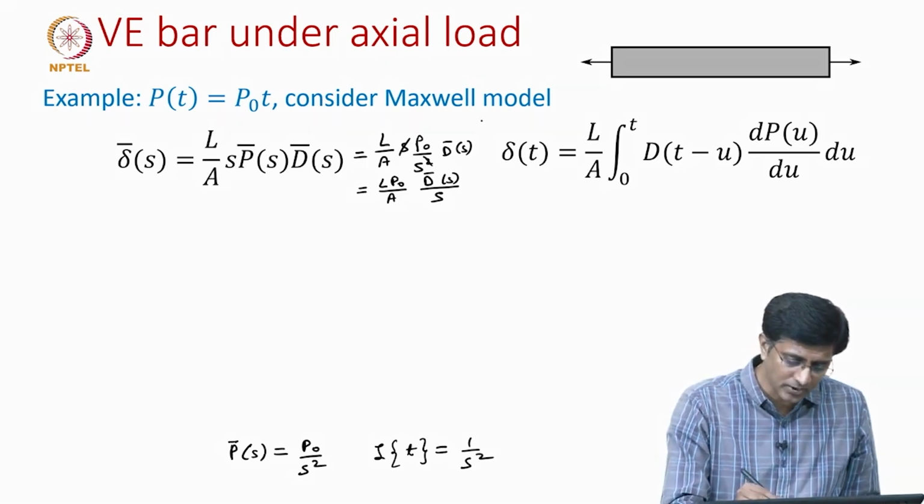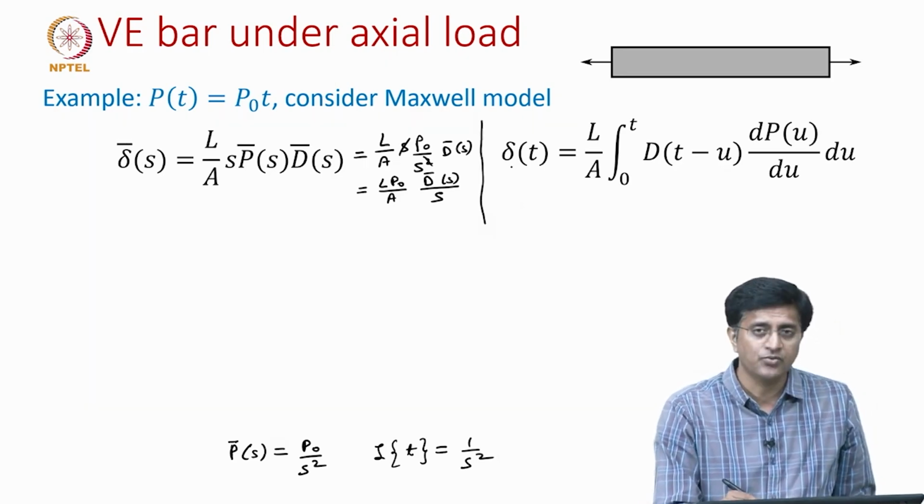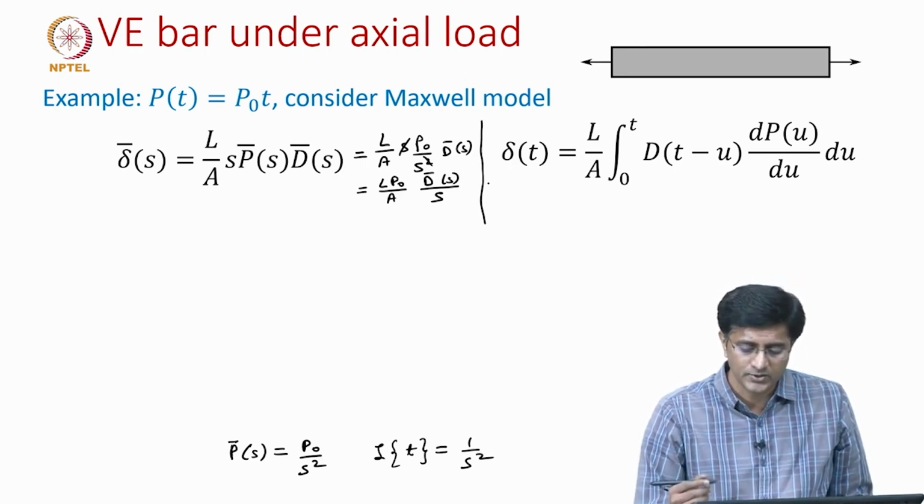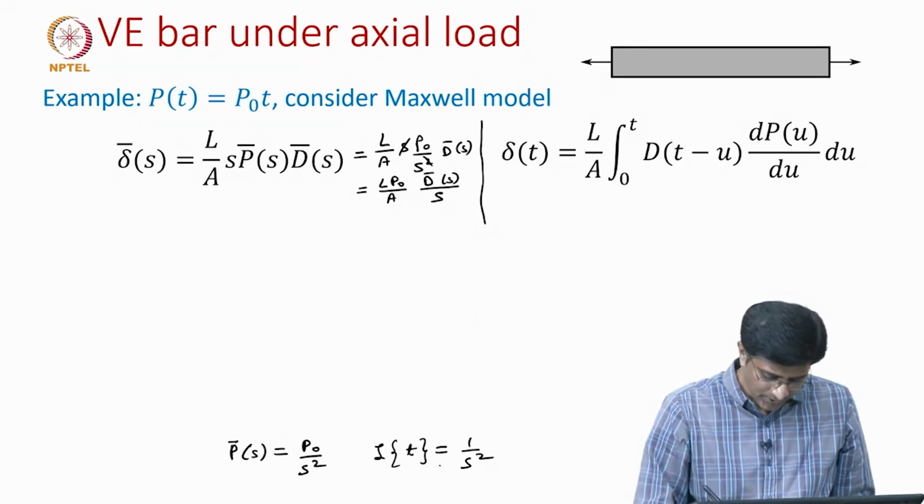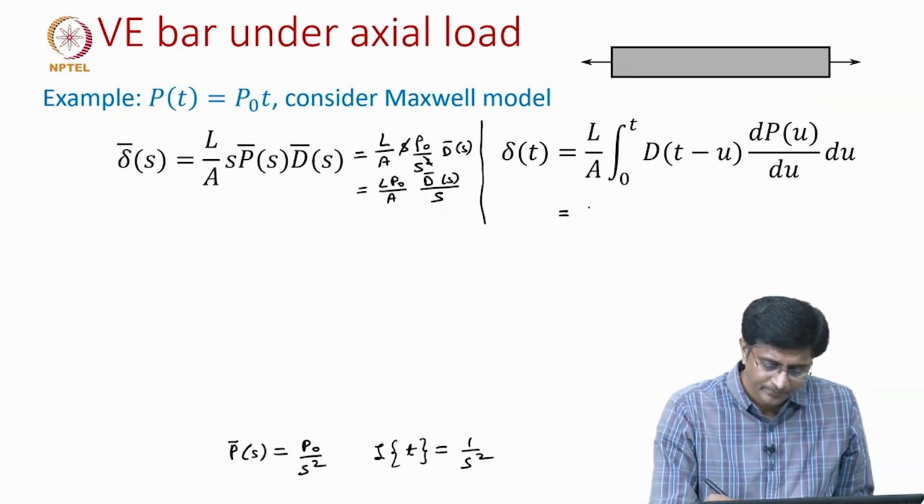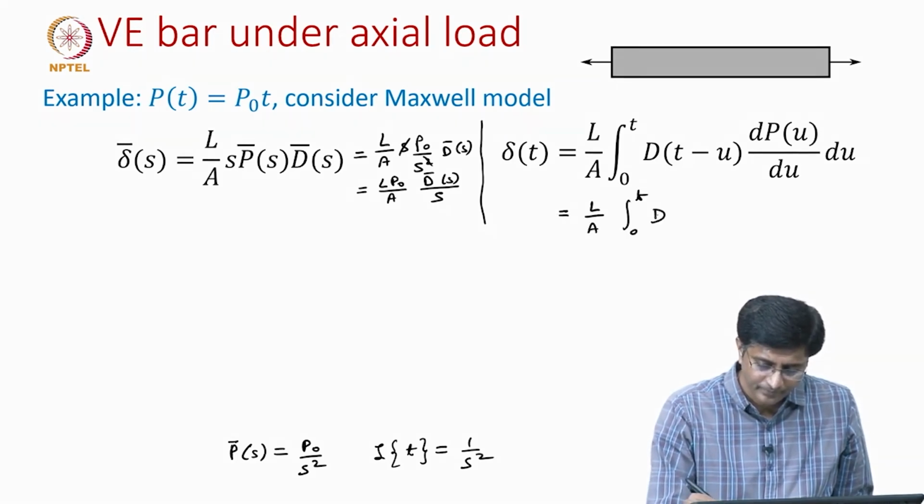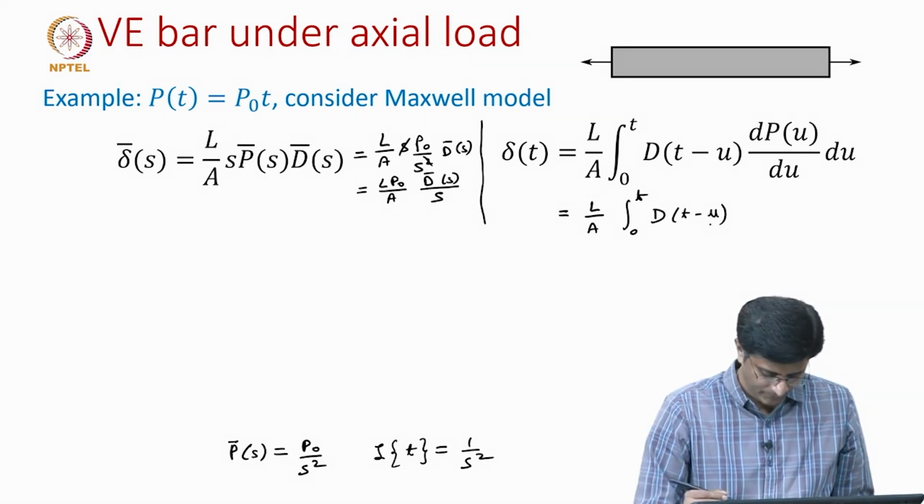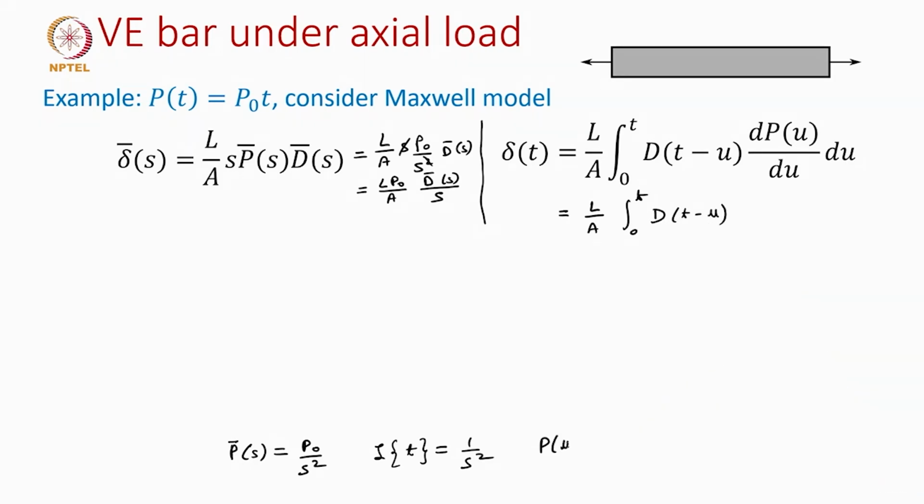So, now let us focus on the deformation formula. We have it in the time domain in terms of this integral. So, let us try to substitute this load first. Now that we know P of u is P naught times u, the first derivative d by du of P of u will simply be P naught. Since P naught is a constant, we can move it out of the integral and then write it as du.